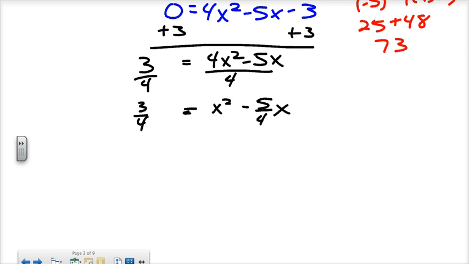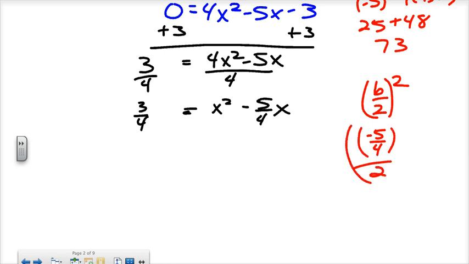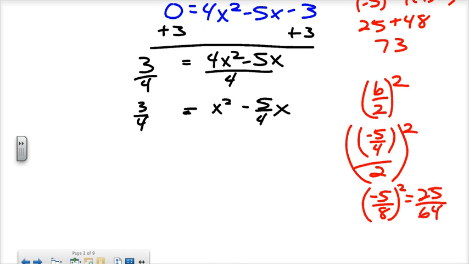All right, next step, find that value that will complete the square. You find that by taking b over 2 and squaring it. Our b value is -5/4. We're going to divide that by 2, and then we're going to square it. Well, dividing a fraction by 2 is the same thing as multiplying by 1/2, so that'll be -5/8 squared, which is 25/64. So I need to add 25/64 to each side.